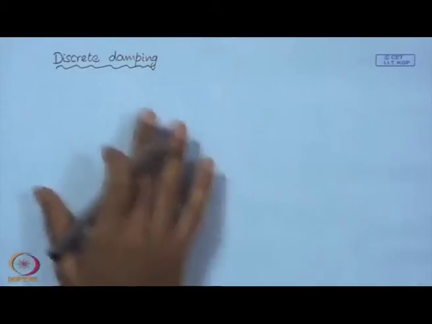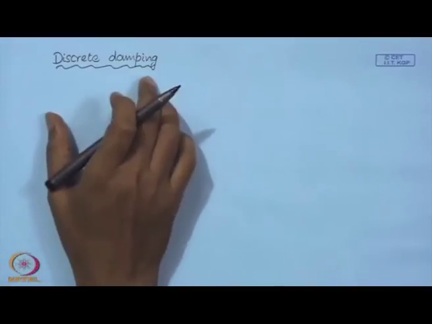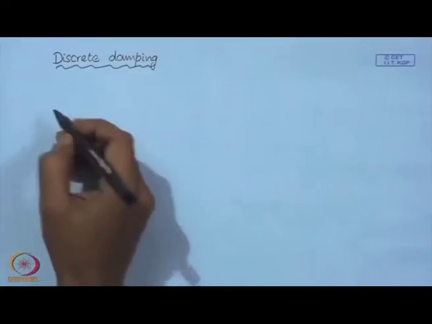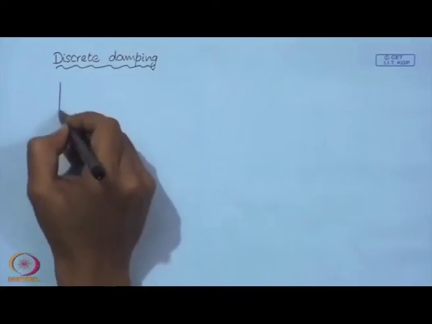Other than that, you can have lumped damping when you have connections or joints. Say for example, you have riveted connections between two structural elements. In that case, damping is localized at the connection or at the joint. So, for such cases, what you have is the discrete damping. So, let us look at an example.